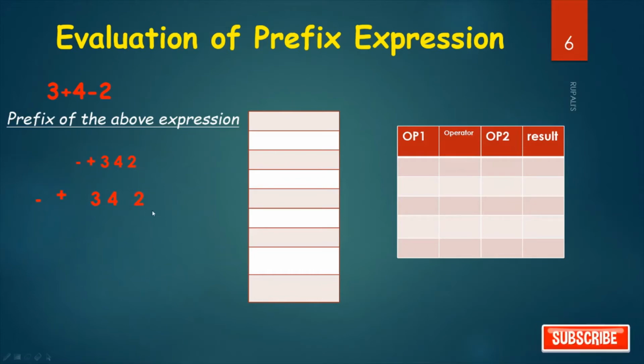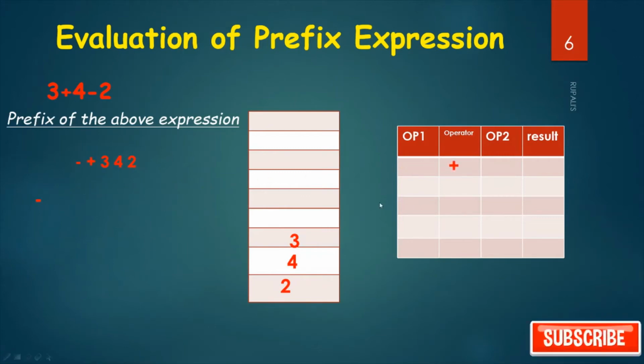2 is operand. So you have to push it onto the stack. Then comes 4. 4 is also operand. Push it onto the stack. Then comes 3. 3 is also operand. Push it onto the stack. Now it comes plus. Plus is operator. So write plus here. Now you have to pop.